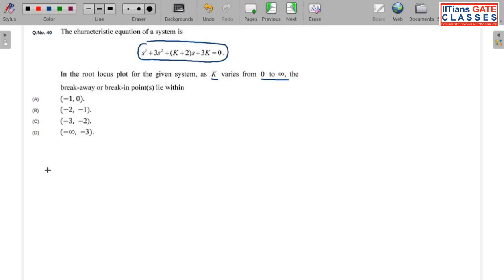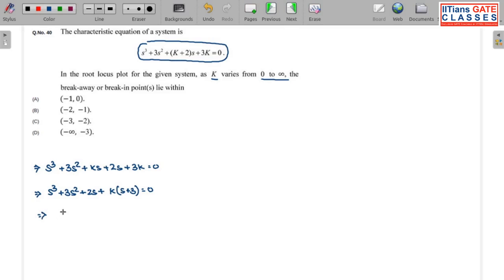So how do we do that? Let us see. It is given s cube plus 3s square plus ks plus 2s plus 3k equal to 0. I have just opened the bracket. Okay, so now I will be segregating the terms of k. If I do that, s cube plus 3s square plus 2s plus k(s plus 3) equal to 0.